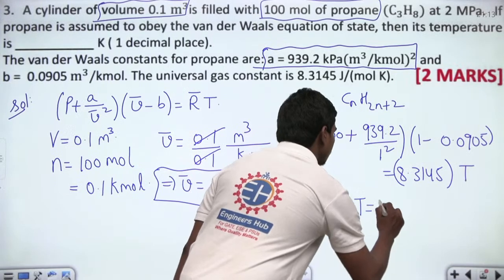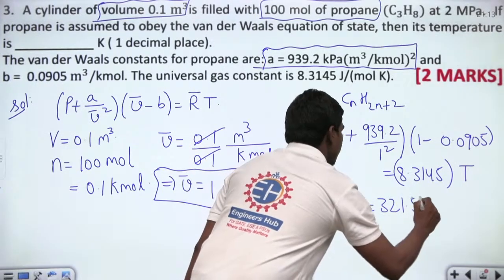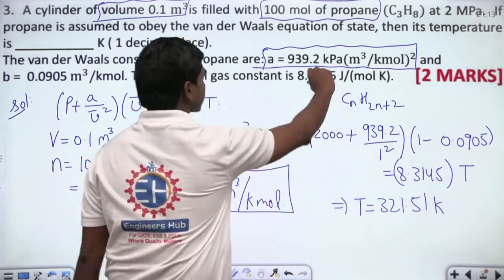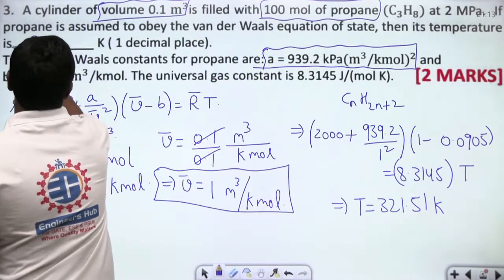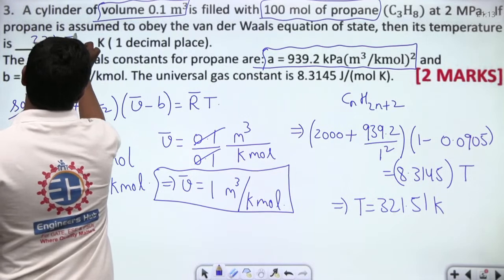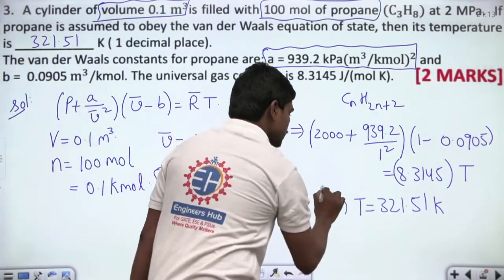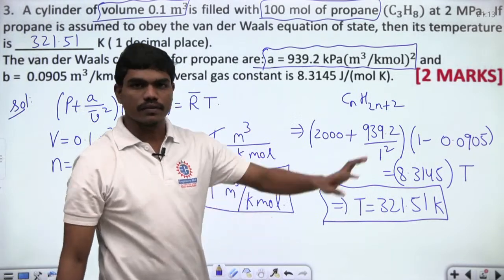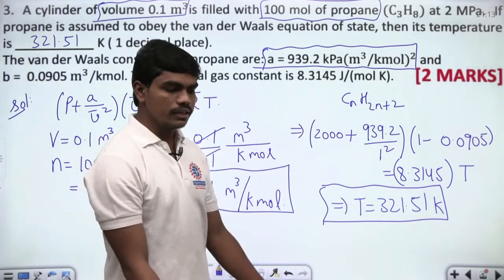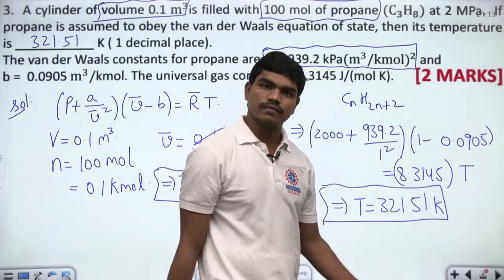So T is equal to 321.51 Kelvin, and that's what they are exactly asking at this particular state. What is the temperature in Kelvin? This is 321.51 Kelvin, of course. Okay, so this is the absolute temperature at which this gas is situated, obeying the van der Waals equation with these particular conditions here. Clear? So this is 321.51.